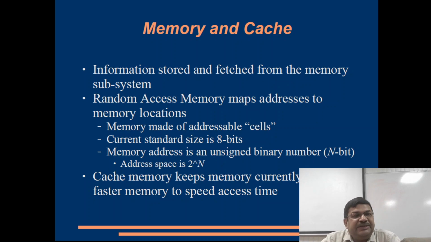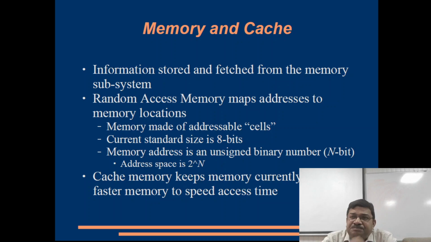So a memory address is an unsigned binary number of n bits, and the address space is 2 raised to the power n. There are n number of bits, and each bit can take two possibilities, 0 or 1. So the total number of configurations that you have is 2 raised to the power n, right? So that many different memory addresses are possible.